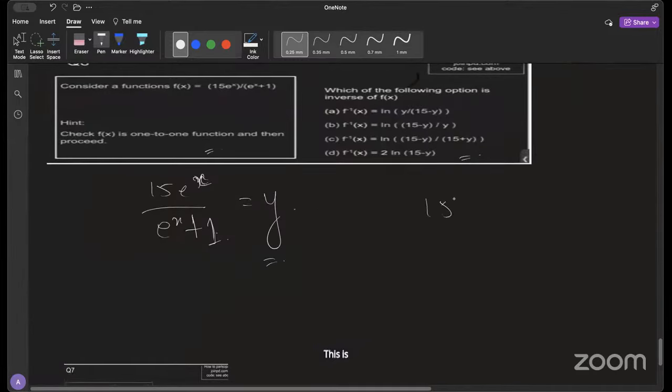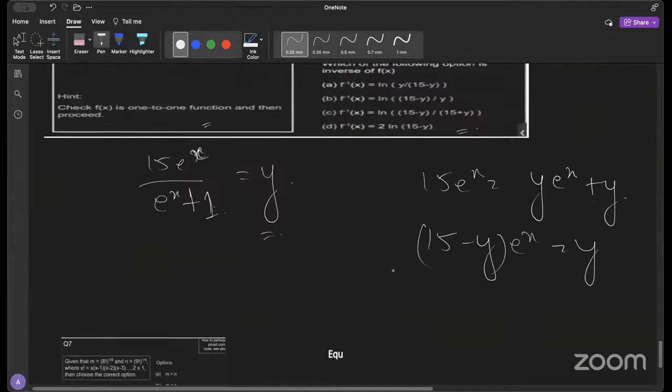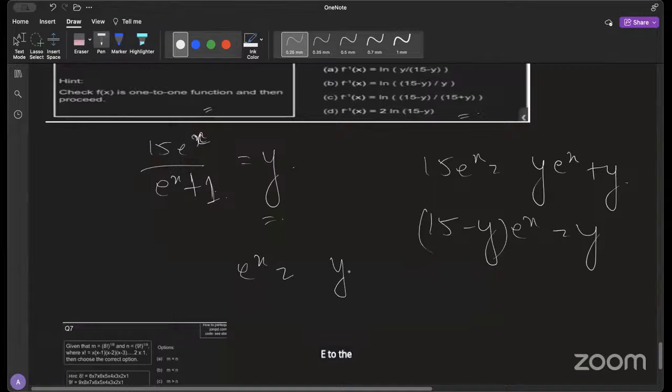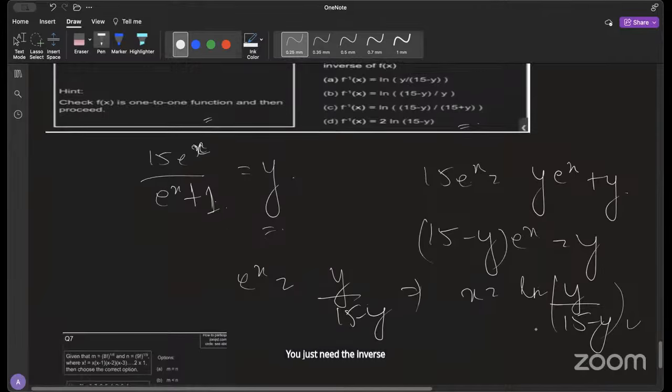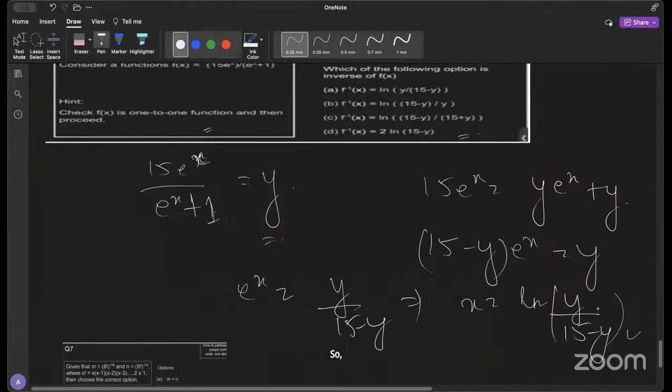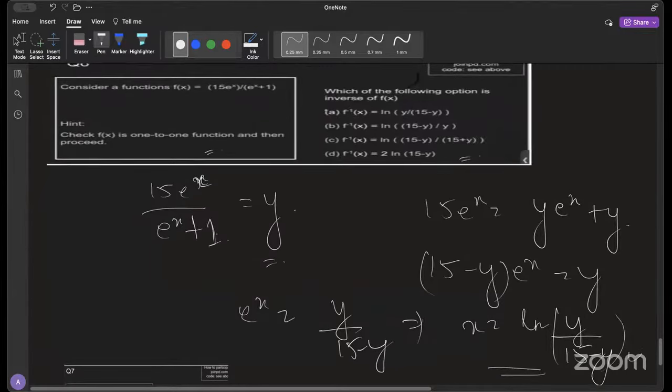Okay. So let's do it this way. This is how we're used to doing this thing. 15 e to the power x by e to the power x plus 1 equals y. Then let's write x in terms of y. So this will be 15 minus y e to the power x equals y. E to the power x will be y by 15 minus y, and this will give you x equals natural log of y by 15 minus y. Not getting into the domain and range and all of that. We just need the inverse now, right? So it should be natural log of y by 15 minus y.